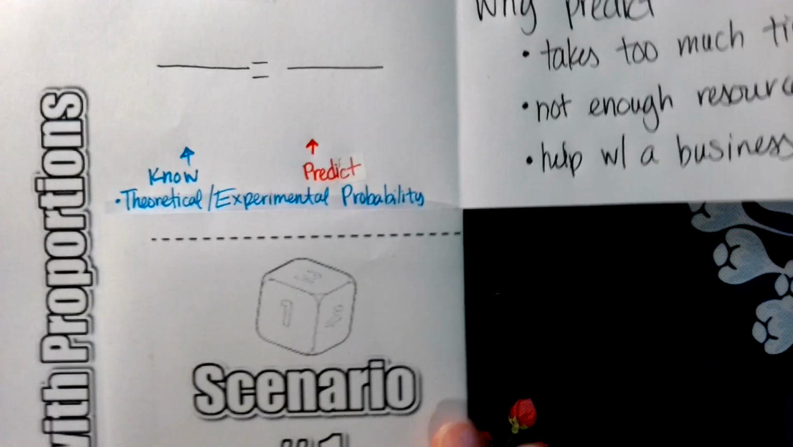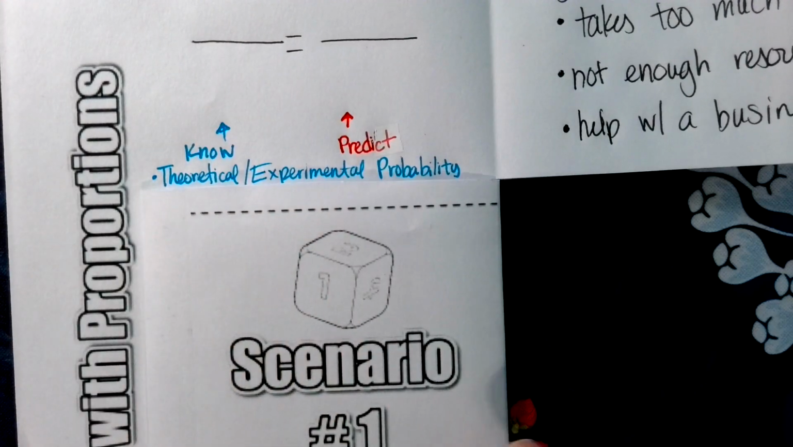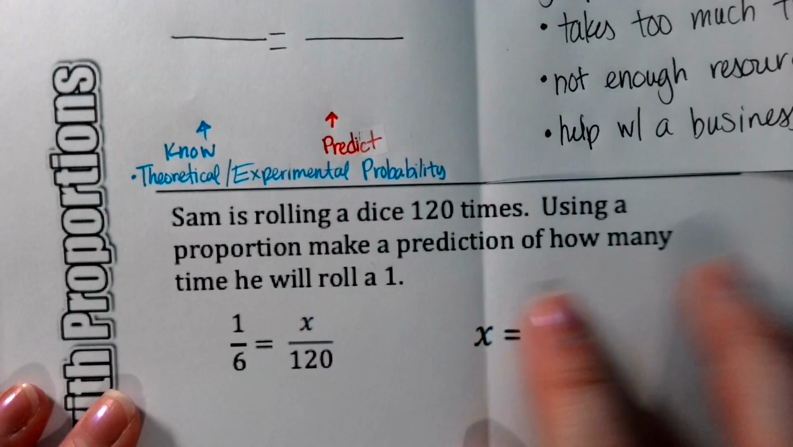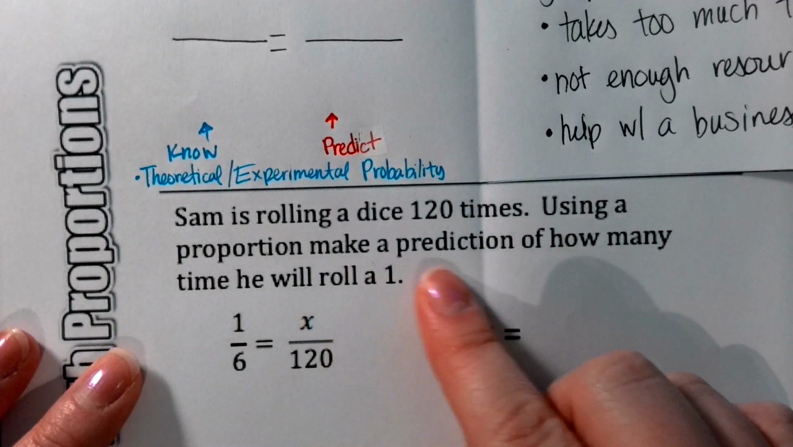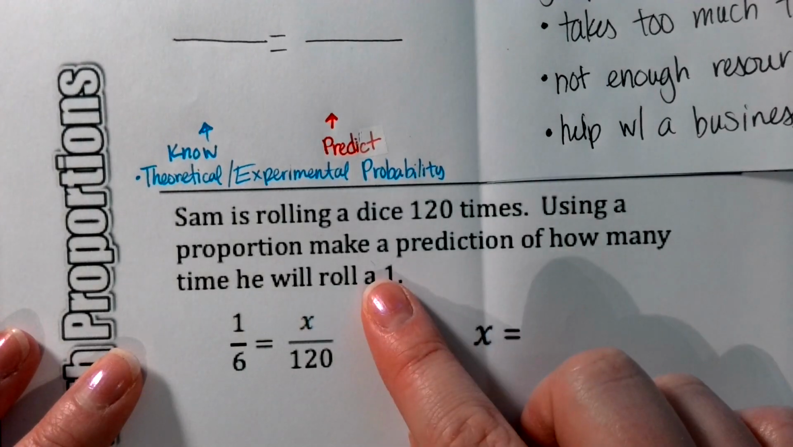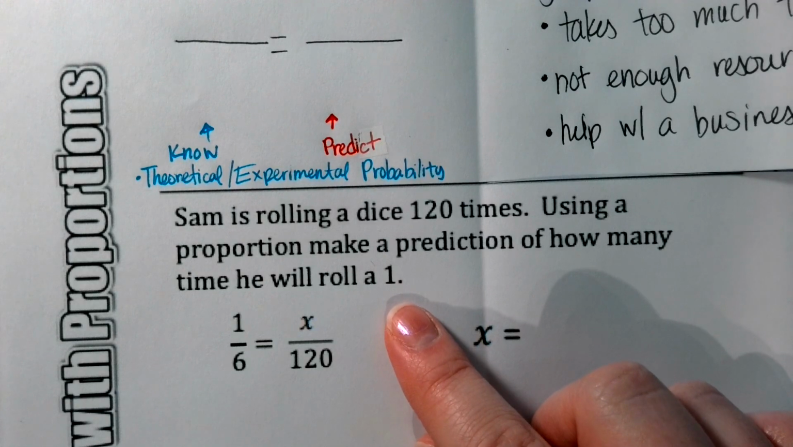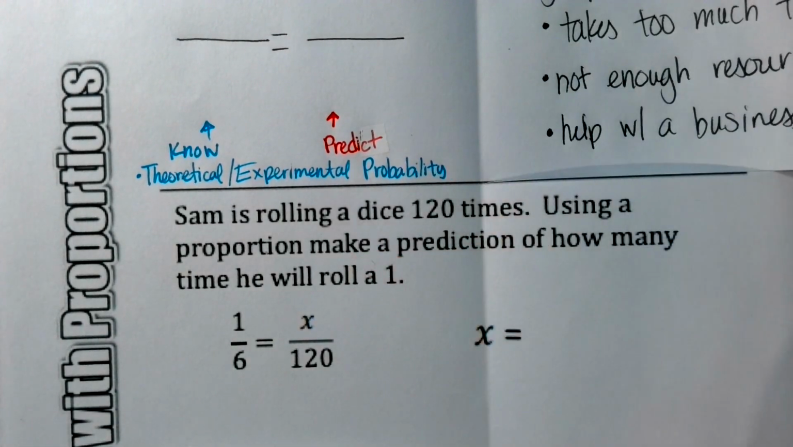So let's get into this first scenario. Don't forget, we have to keep in mind this proportion. This first scenario says Sam is going to roll a die 120 times. Using a proportion, make a prediction of how many times he will roll a 1. It's going to take a long time to sit there and roll a die 120 times. It's going to take too much time. So what you can do is you can predict.